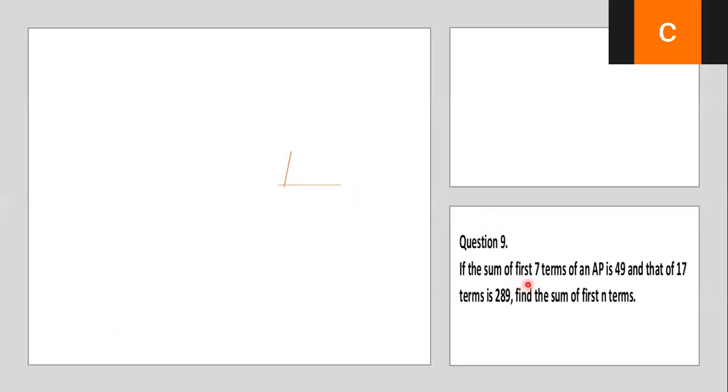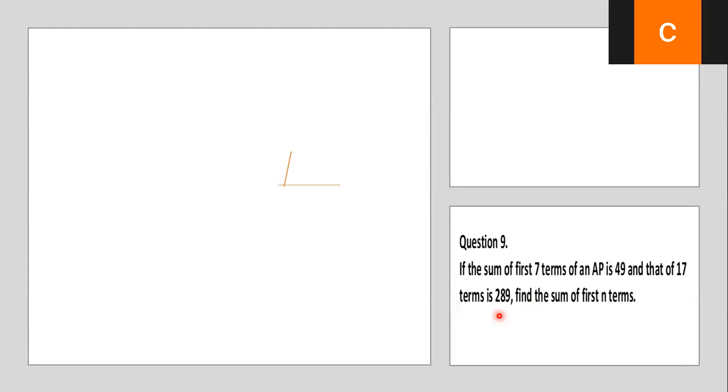If the sum of first 7 terms of an AP is 49, that is S7. Write down, children, given S7 is equal to 49 and that of 17 terms is 289. S17 is 289. S7 means N value they gave 7. Apply in the formula, Sn is equal to N by 2 into 2A plus N minus 1 into D.